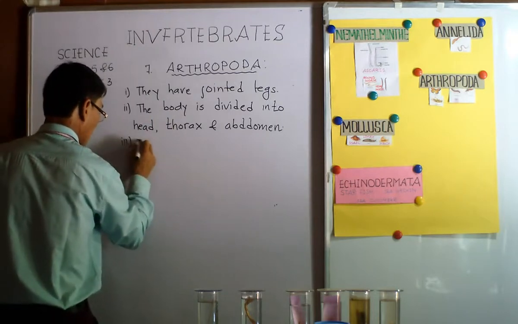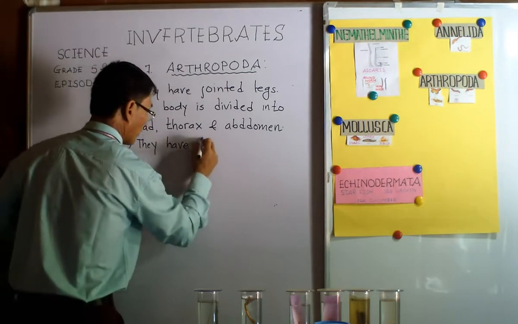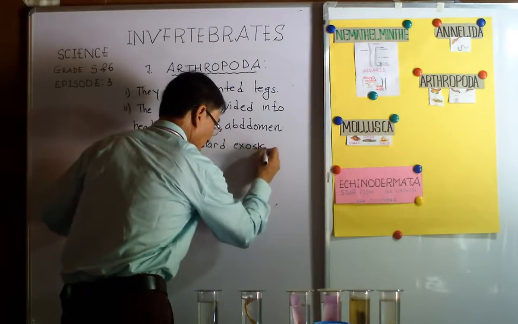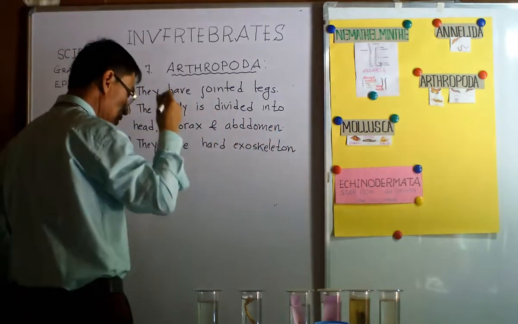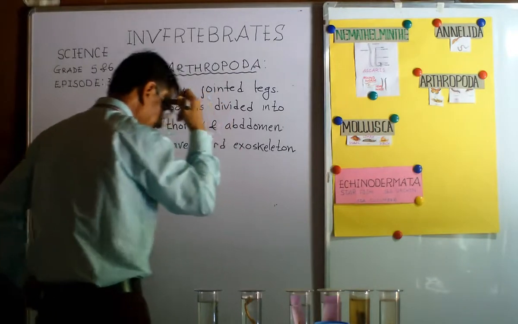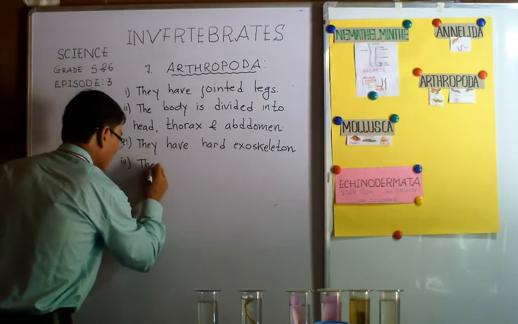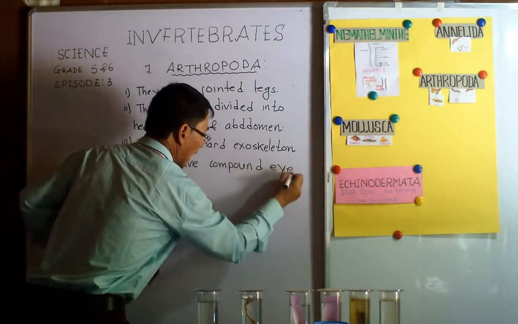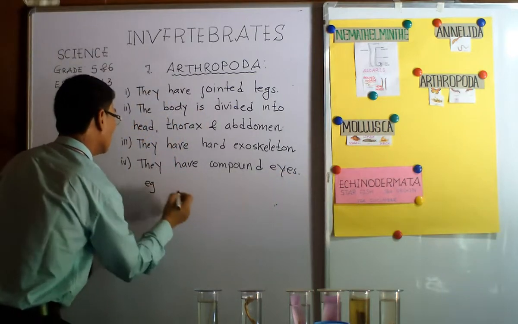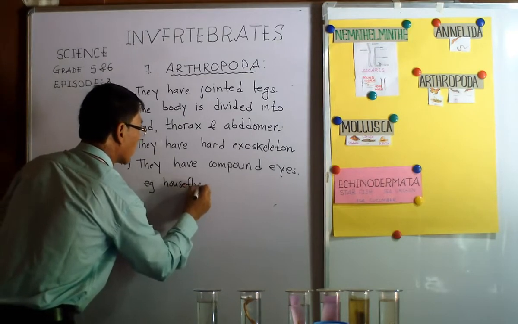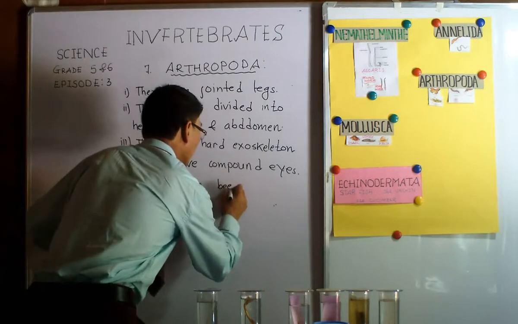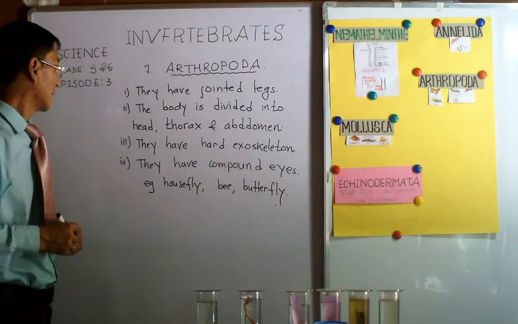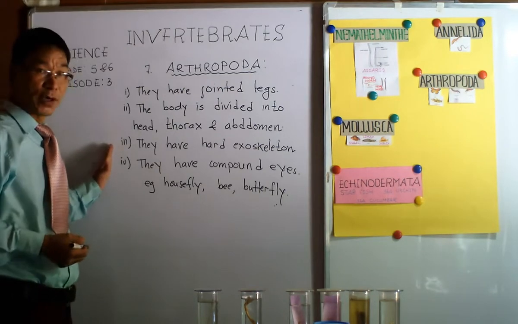Next, number three, they have hard exoskeleton. Exoskeleton. And number four, they have compound eyes. Example, housefly, bee, butterfly. And mostly the insects. Now, dear children, let's discuss about these points.